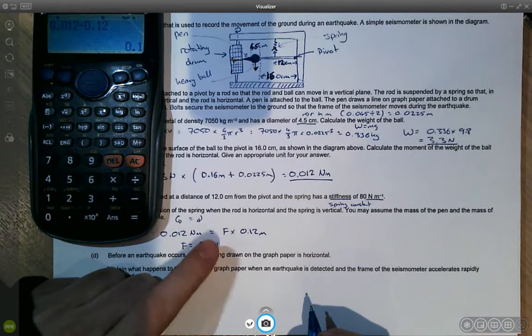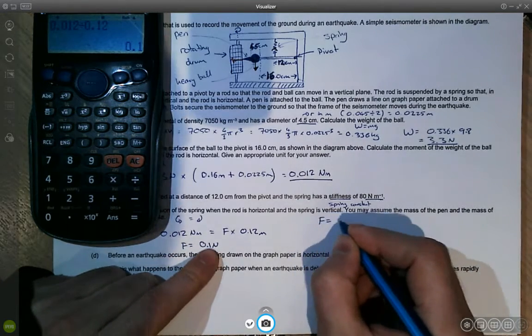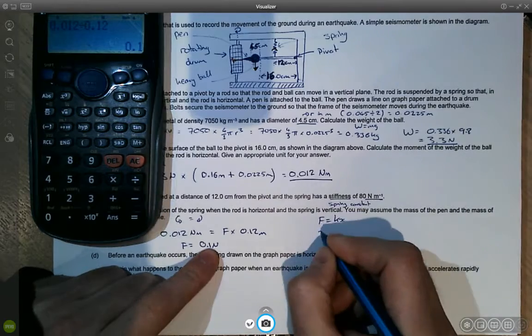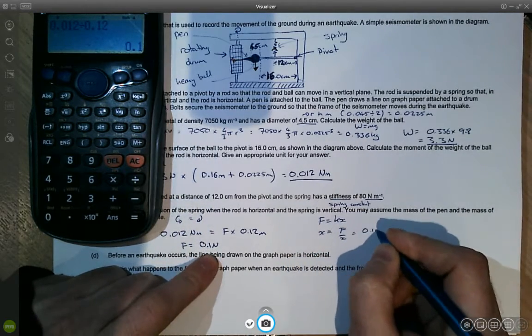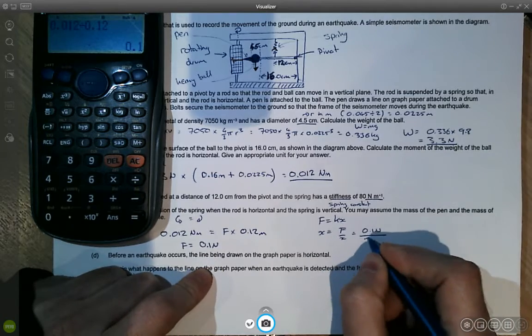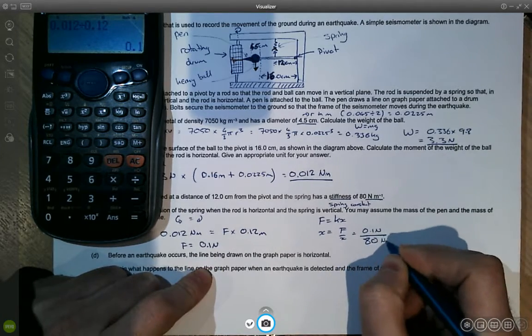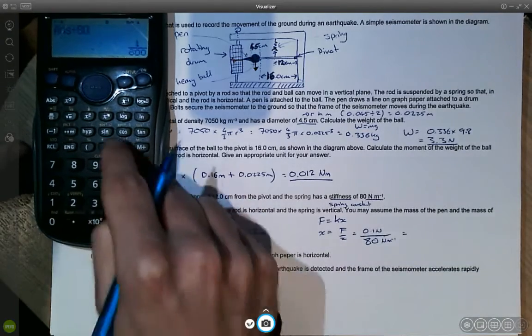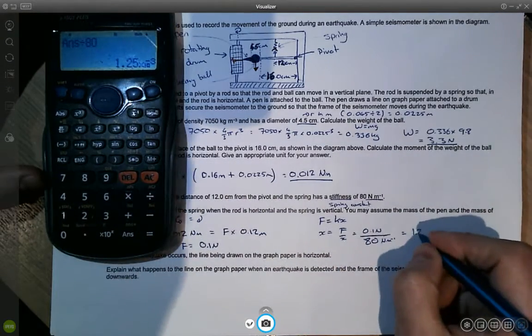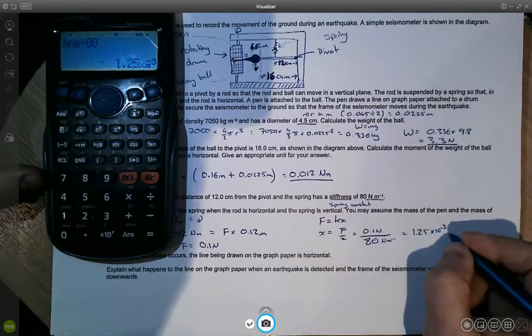We want the extension, so we need to use this relationship here, and the extension is the force over the spring constant, which is 0.1 newtons over 80 newtons per meter, which gives us an extension of 1.25 times 10 to the minus 3 meters.